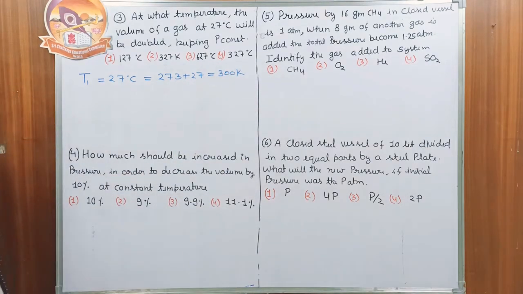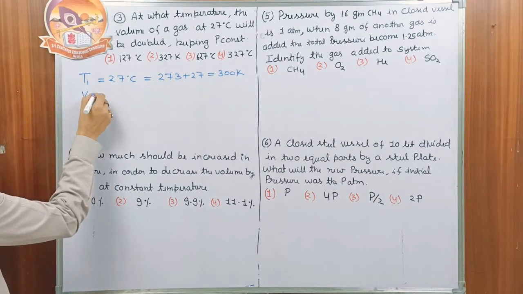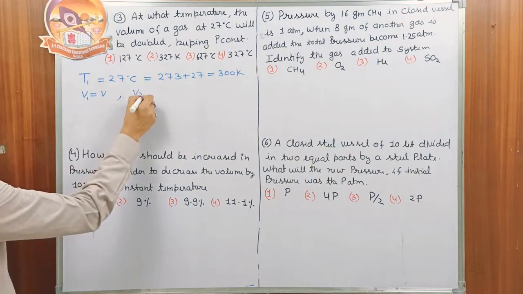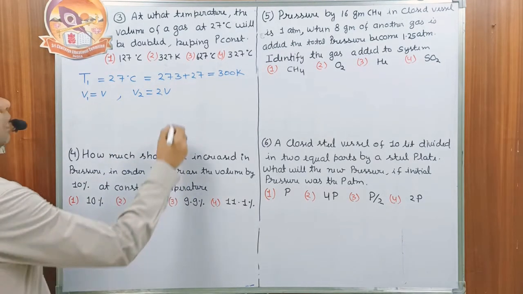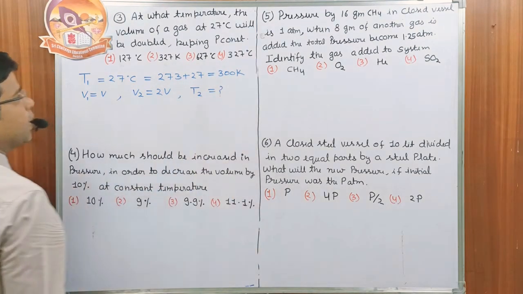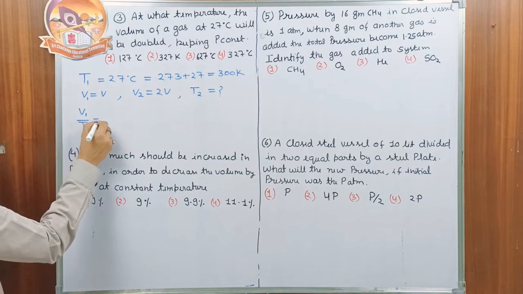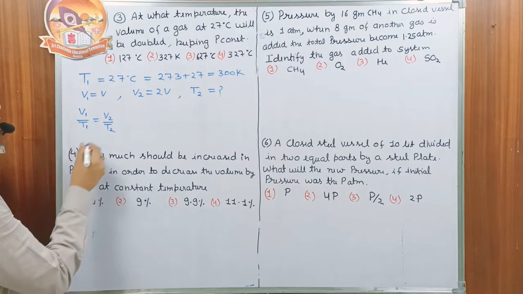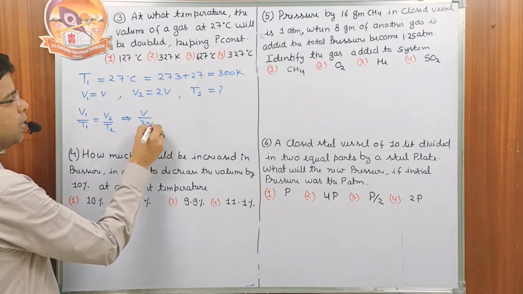Initially the temperature is 300 Kelvin, and suppose the volume is initially V. Finally, we have to make the volume double the initial, meaning the final volume is 2V, and we have to find the final temperature. Okay, so we know V1 upon T1 is equal to V2 upon T2. This is our Charles law. What is the value of V1? V1 is V, and the temperature is 300 initially.